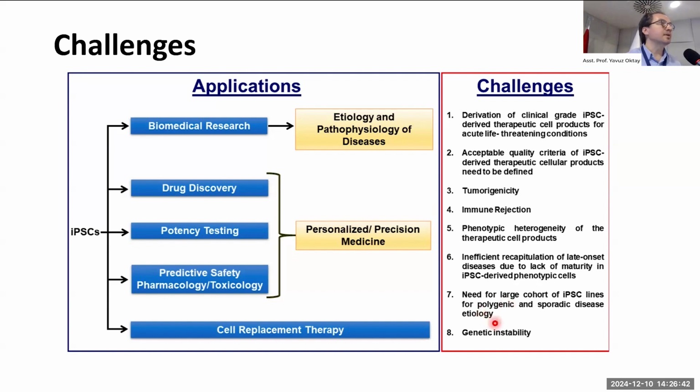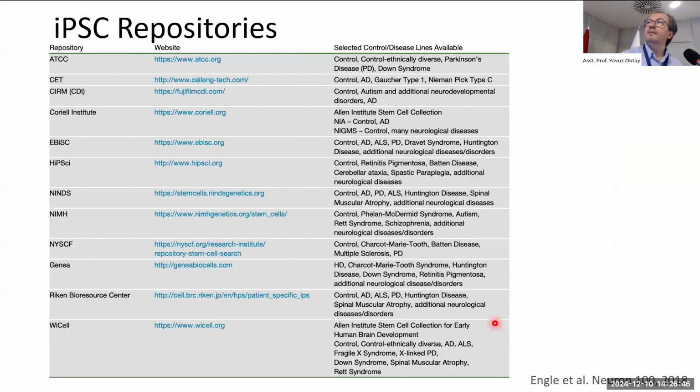And genetic instability, obviously, is a concern that always needs to be addressed. But a lot of sharing is being done. iPS repositories exist. This is from 2018, not the most updated one, but still a useful one. If you want to study certain diseases, you don't need to generate iPSCs yourself sometimes. You can just go and purchase or collaborate with researchers and get these lines.